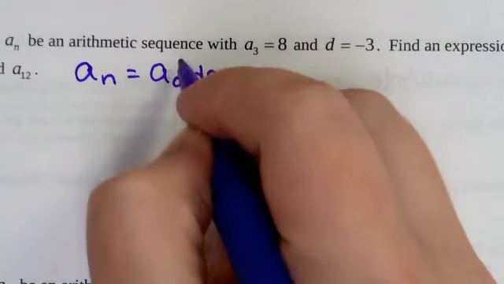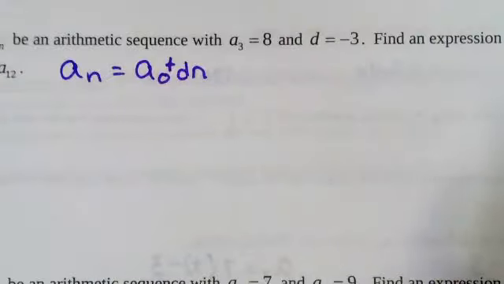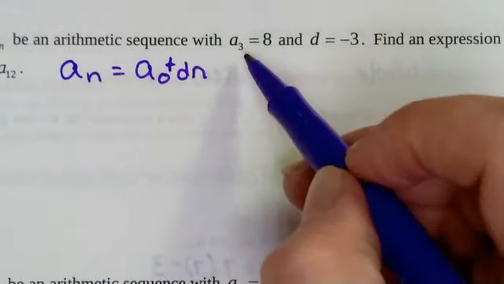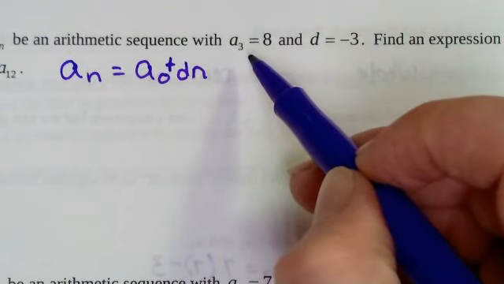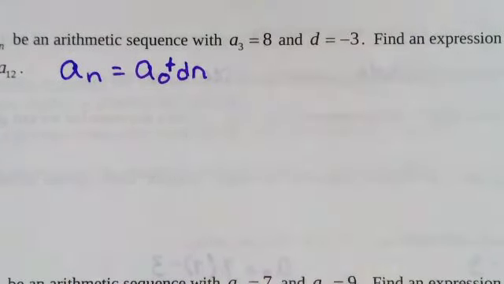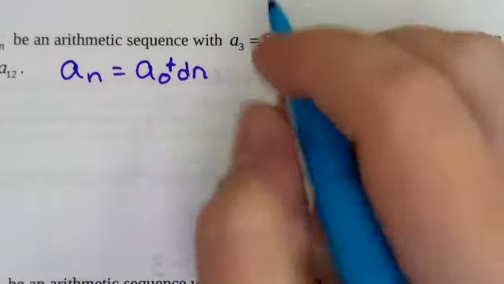Okay, plus d times n. So this is definitely not the first term in the sequence. You see, this is a sub 3, not a sub 0. Right? So it is definitely not the first term in the sequence. It's not the initial value. This is further along the sequence.